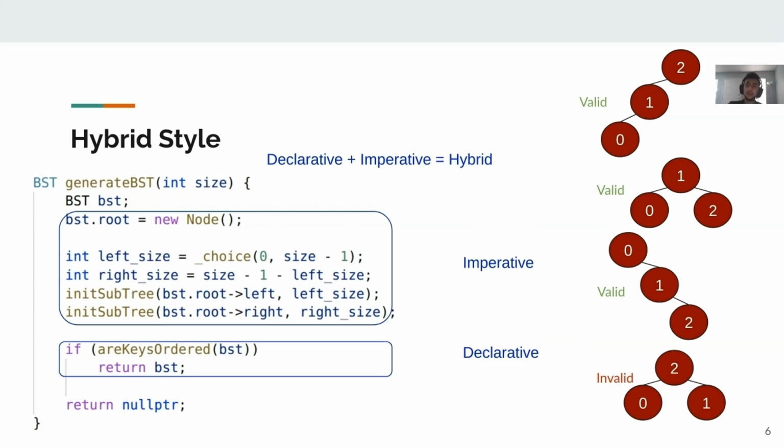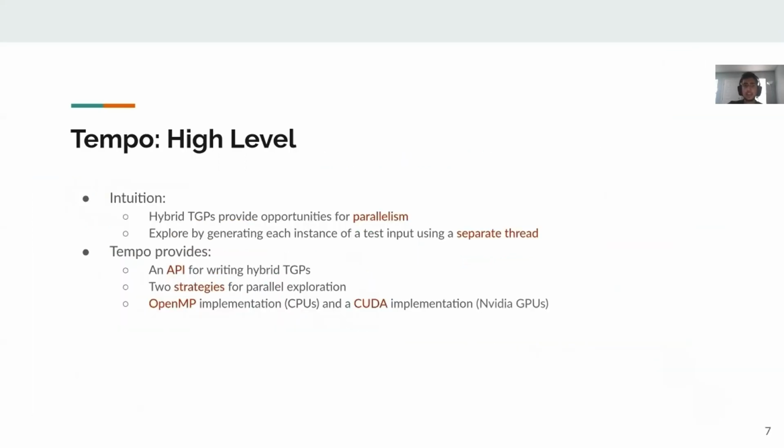And the key idea here is that these test inputs can be generated independently of one another using parallelism. And this is the high-level idea behind Tempo. These hybrid TGPs provide opportunities for parallelism. And we want to explore this search space by generating each instance of a test input using a separate thread. To accomplish this, Tempo provides an API for writing hybrid TGPs, 2 strategies for parallel exploration, and an OpenMP implementation for parallelism on CPUs, and a CUDA implementation for parallelism on NVIDIA GPUs.